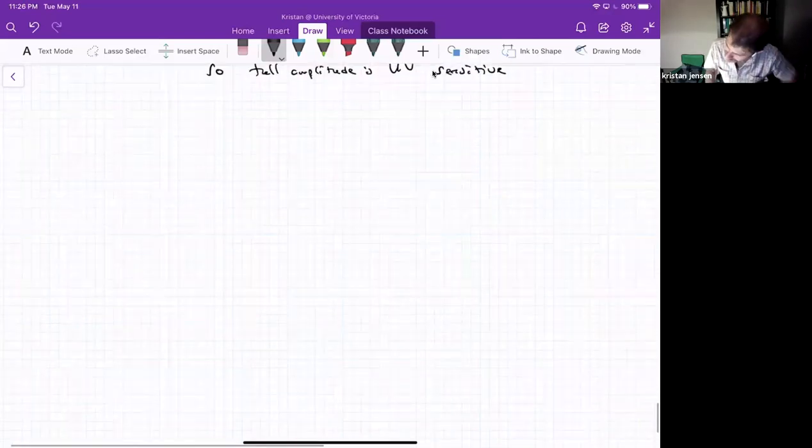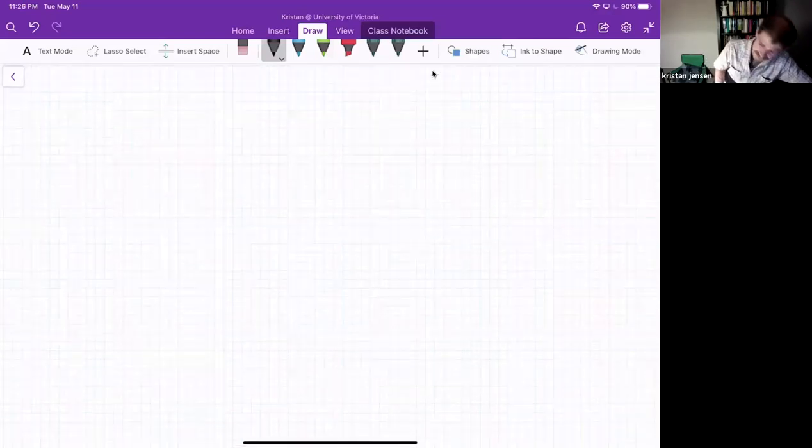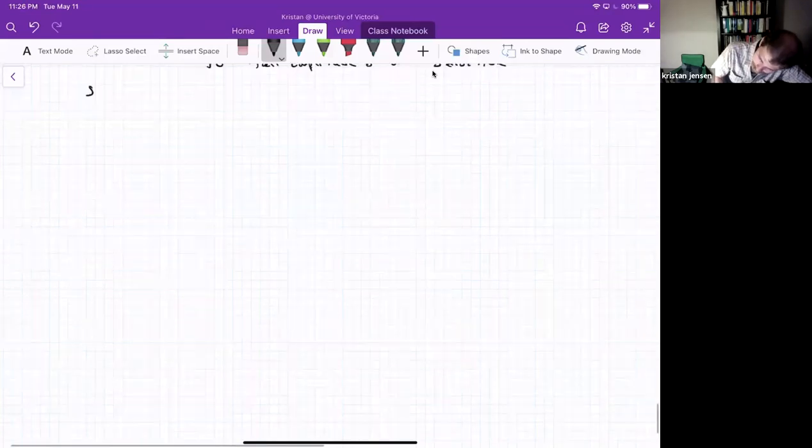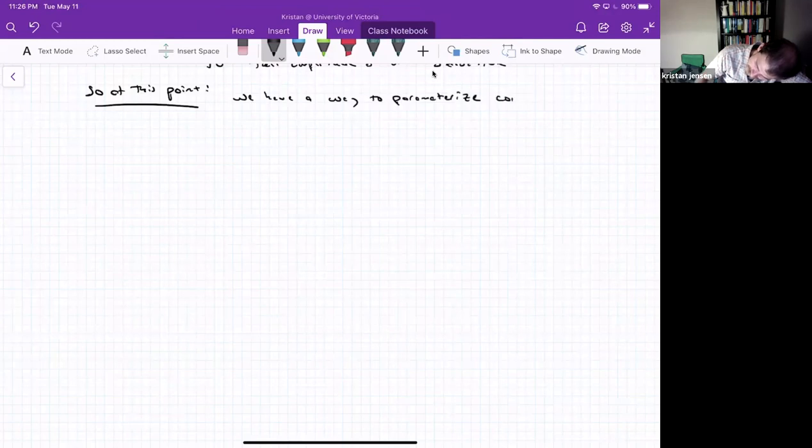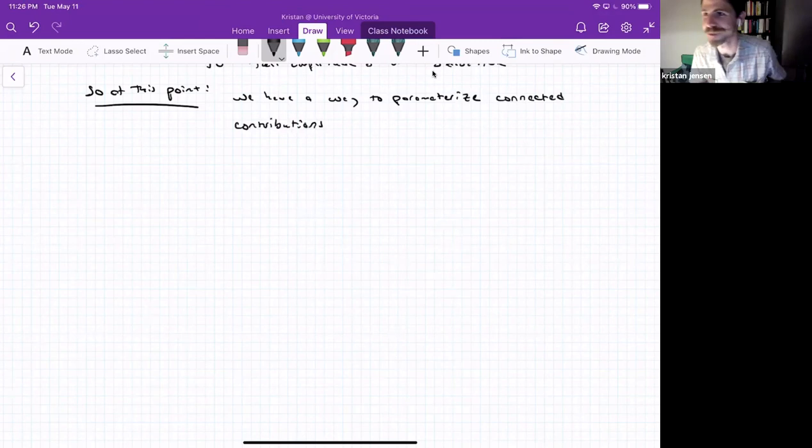Okay, so to summarize at this point, since it's getting late, what do we have? We have a way to analyze, or to maybe parametrize is a better way of putting it, certain connected contributions to the two-boundary problem in Einstein gravity. Per the discussion with Subrat, assuming that we should actually do this.